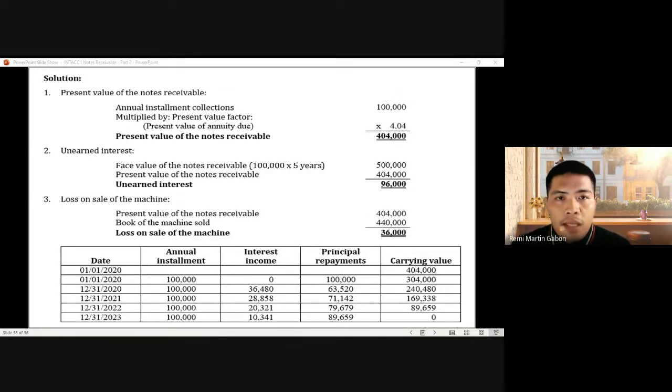Then yung unearned interest natin, kindly total yung interest income kung magkano yung magiging totals niyan. So 36,480 plus 28,858 plus 20,321 and 10,341. Okay. Yan, 96,000.